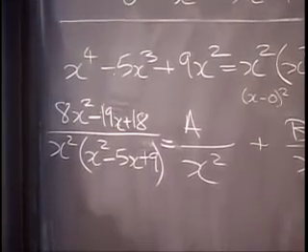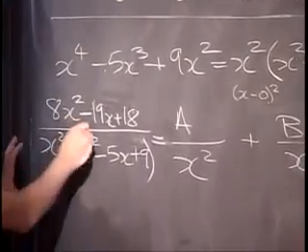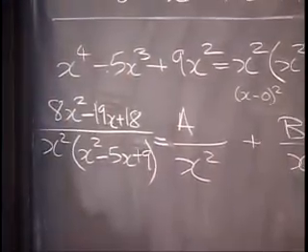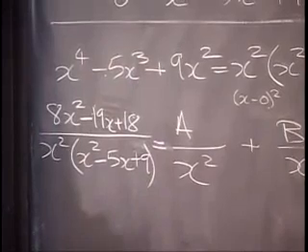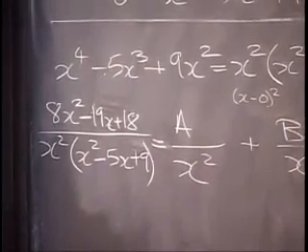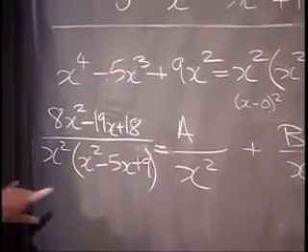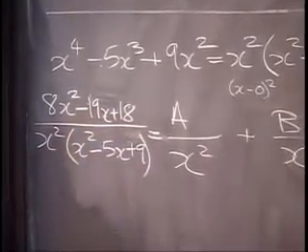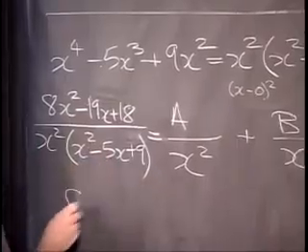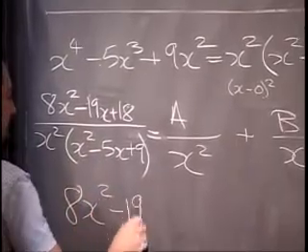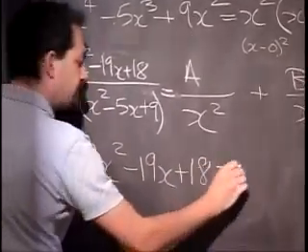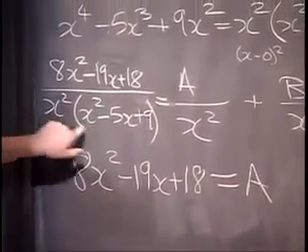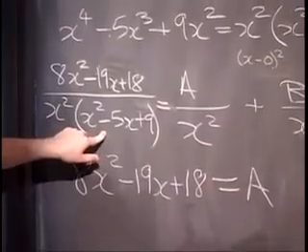Okay, so according to step 3, then the original integrand is equal to the form. Step 3 tells you how to write the form. Okay, now here comes the fun part. Step 4 says we have to multiply through by the denominator to get an equation here. So the left-hand side will just be 8x squared minus 19x plus 18. Now we're going to play a game on the right. We need to multiply through by x squared times x squared minus 5x plus 9.